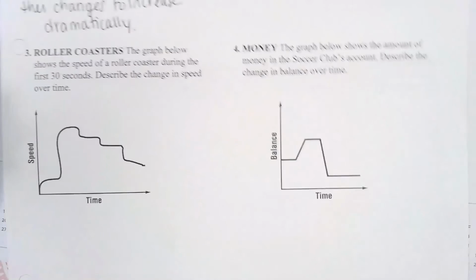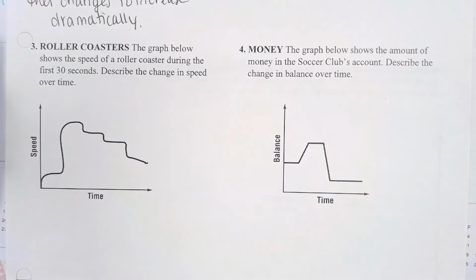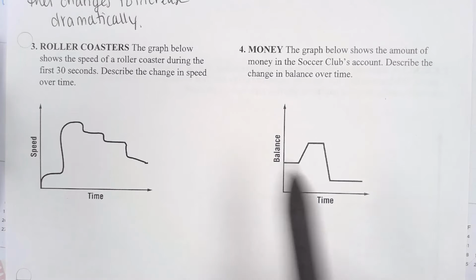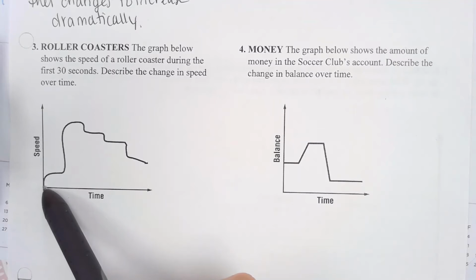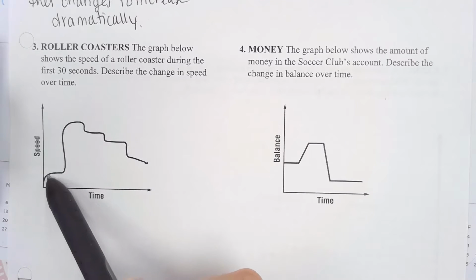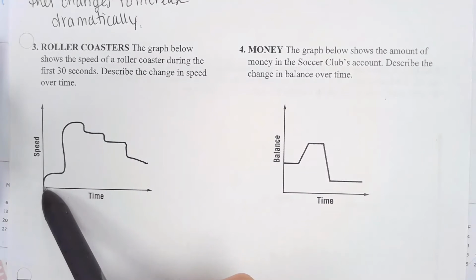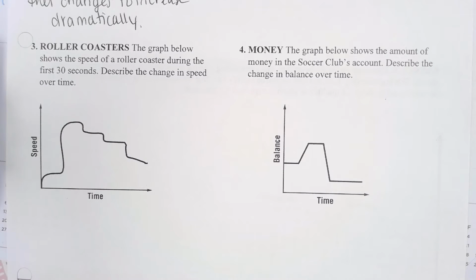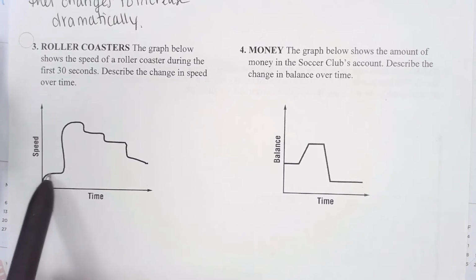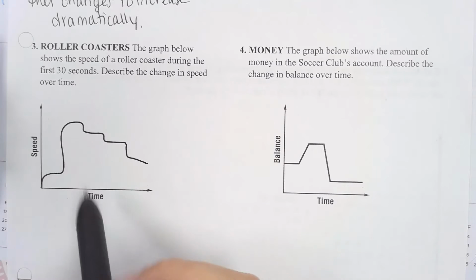So roller coaster. The graph below shows the speed of a roller coaster during the first 30 seconds. Describe the change in speed over time. Okay, so as we notice, the speed increases very fast at the very beginning. So this might be like one of those roller coasters where you start at no speed and then all of a sudden it just darts you out to begin with. So that's probably a constant speed. So this is probably when it's going up the top of the hill. So it's going up the roller coaster.